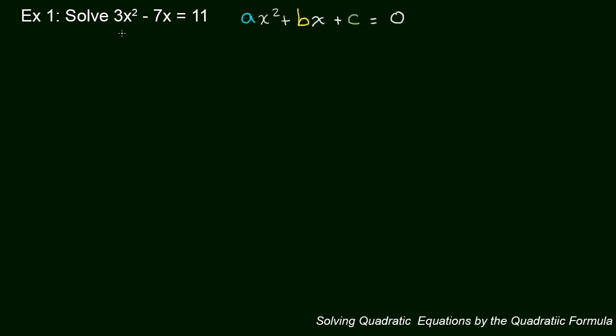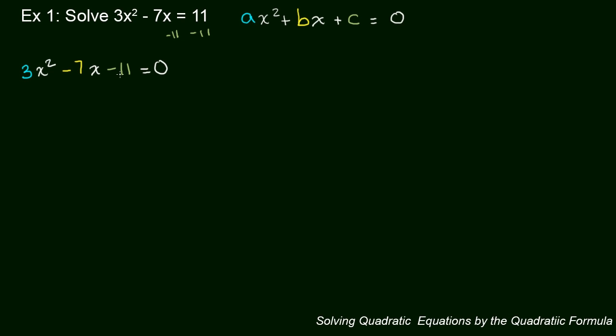In this quadratic function, I have the ax squared, I have the bx, but I don't have the c on the same side of the equation. So I need to subtract 11 on both sides so that I can get it in standard form. When I subtract 11 from both sides, my resulting quadratic function is 3x squared minus 7x minus 11 equals 0.